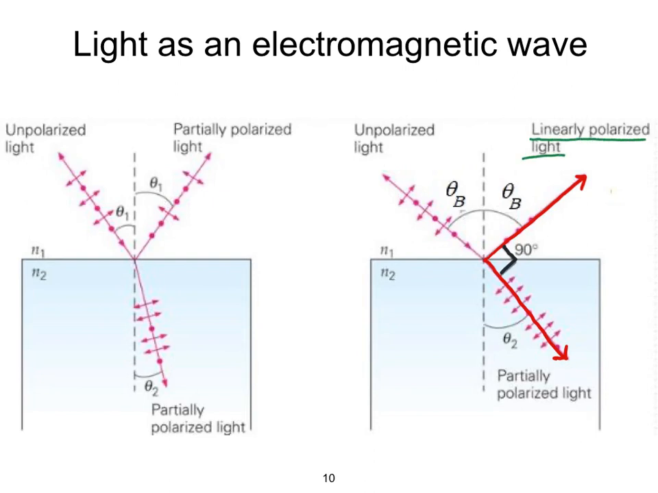The angle of incidence that corresponds to this special case, when the angle of reflection and the angle of refraction are 90 degrees relative to each other, is called Brewster's angle, written theta sub b. Okay, so this is a lot of angles. Make sure you are clear here.